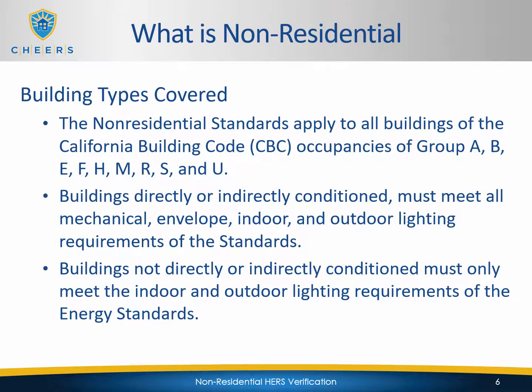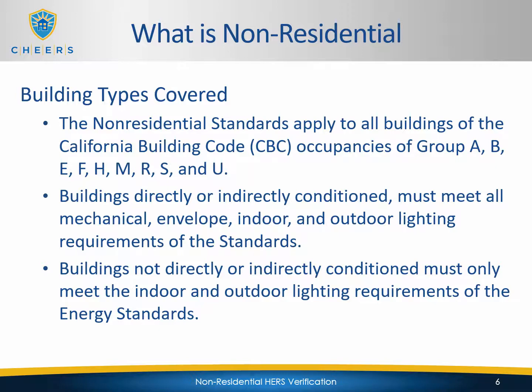So what is considered non-residential? The California Building Code has different building types. They consider them different occupancy groups, and they are lettered such as groups A, B, E, F, H, M, R, S, and U. So you might be wondering, well, what do all those mean? Well, we'll look at that here in a second.